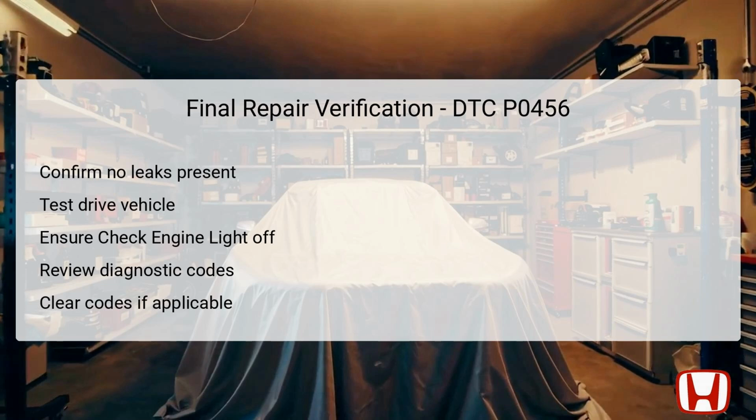Upon completing repairs for DTC P0456, it's vital to conduct a final verification. Begin by confirming that no leaks are present in the EVAP system, ensuring that previously identified issues have been adequately resolved. A test drive should be performed, allowing the vehicle to reach operating temperature and confirming that the system operates correctly under various conditions. After the drive, check if the check engine light, CEL, has turned off, which indicates that the DTC has been resolved.